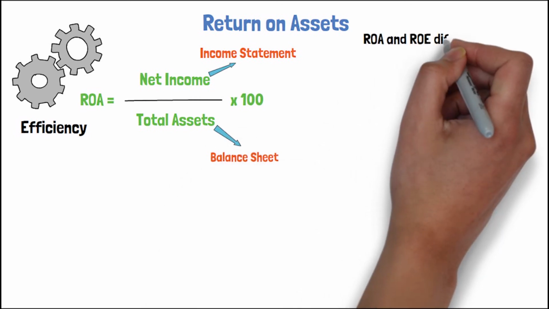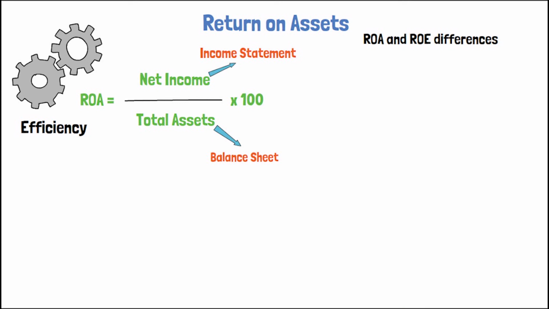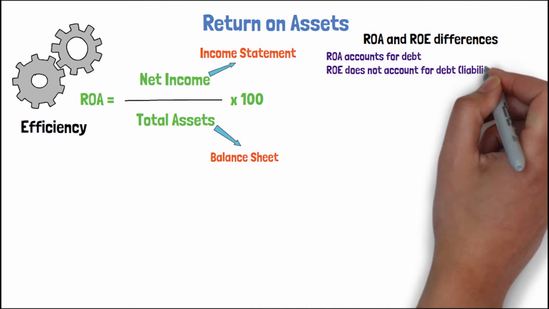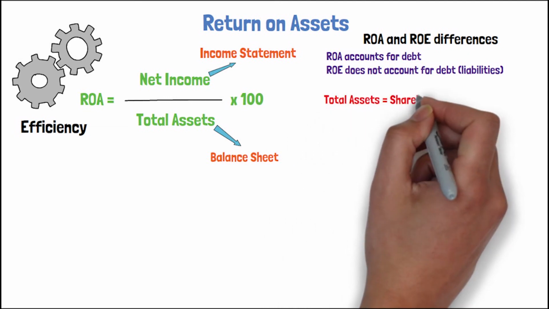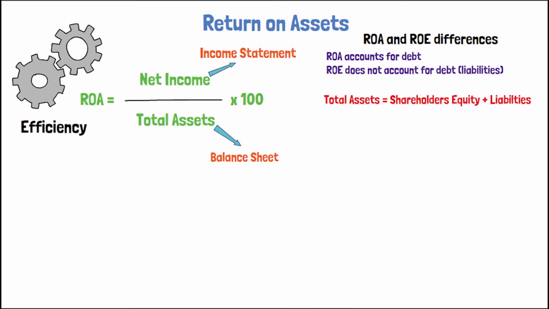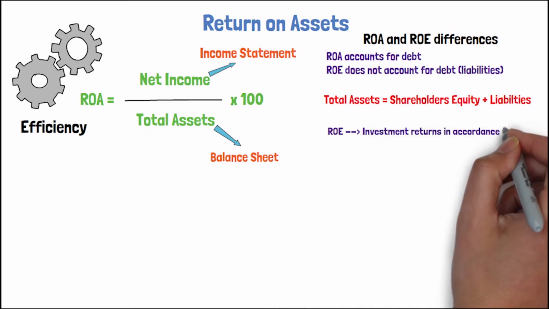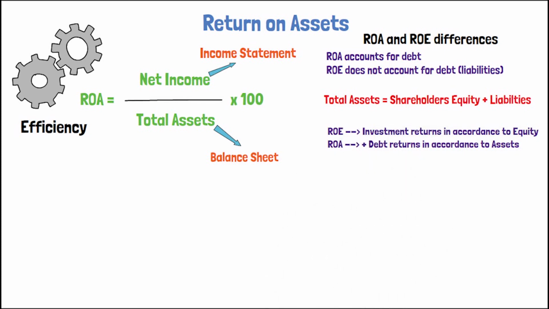Now let's talk about the differences between the ROE and ROA. The ROA ratio includes the liabilities while the ROE ratio does not. This is because the company's total assets are equal to the shareholders' equity, which is the pure capital of the company, plus the liabilities. The ROE shows us the returns compared to the capital, while the ROA ratio shows us the return compared to the capital plus the liabilities.